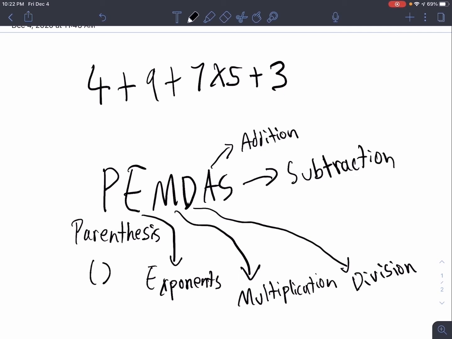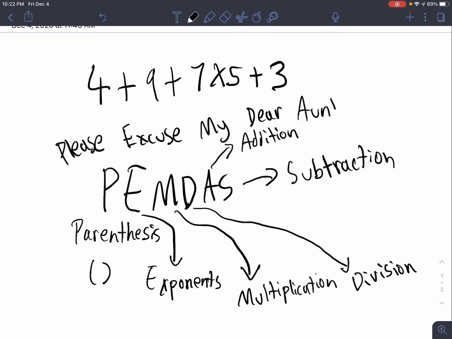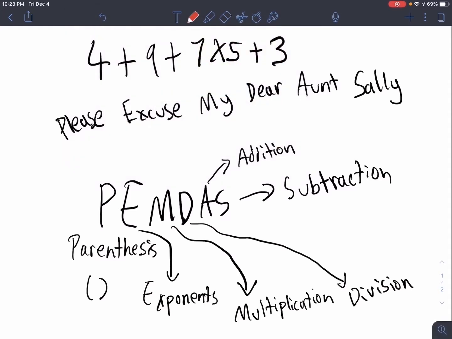Now, if you are having trouble remembering PEMDAS, just remember this catchy phrase. Please excuse my dear Aunt Sally. So if you look here, the first letter of each word in this catchy phrase spells PEMDAS. So that's a catchy way to remember this. This is the order we do math.